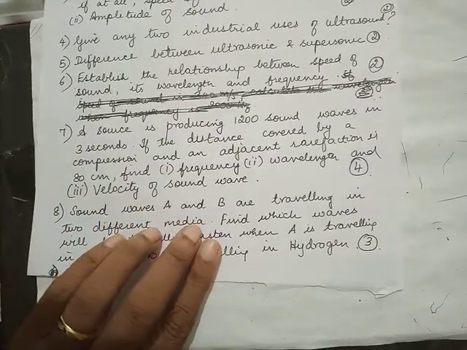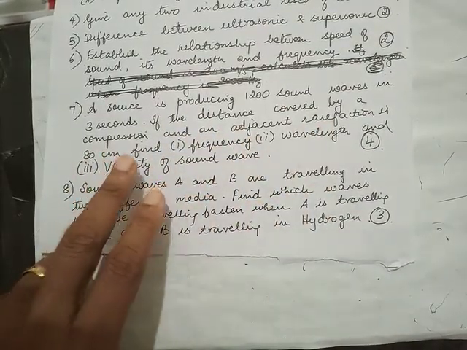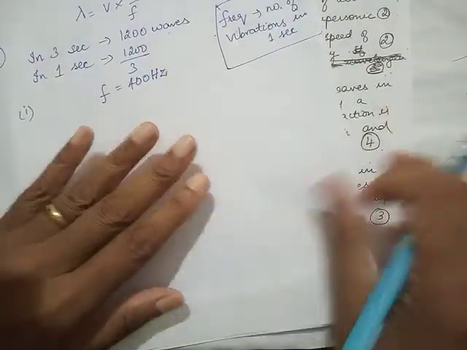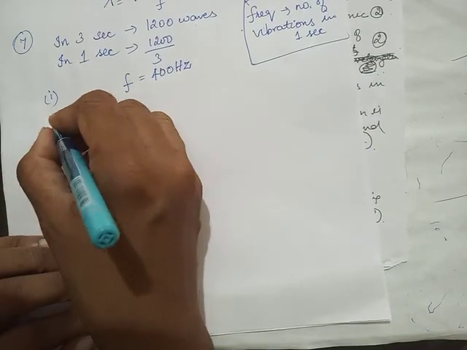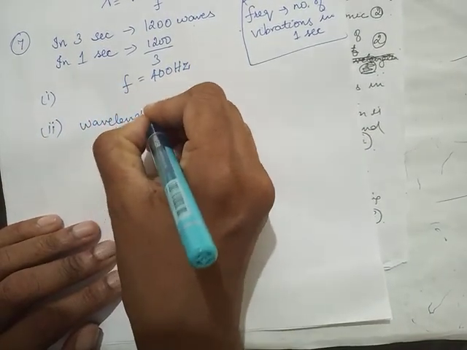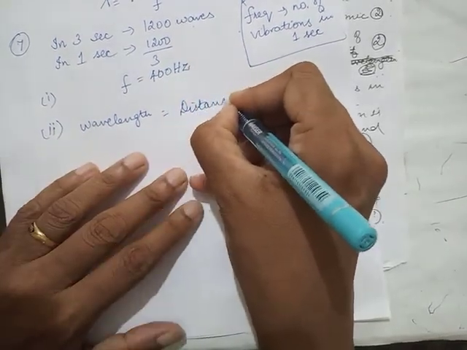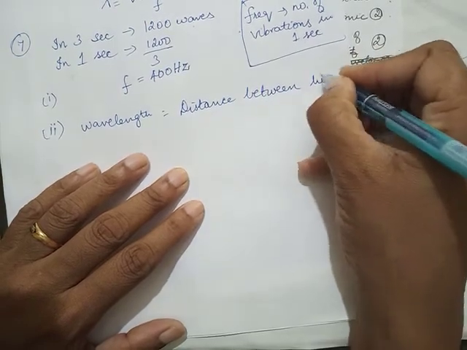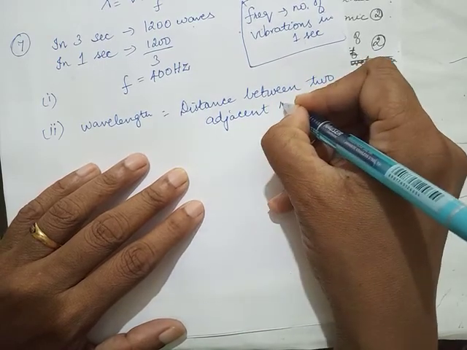This is one thing I think none of you had got correct. If the distance covered by a compression and an adjacent rarefaction is 80 centimeters, you know the definition of wavelength is the distance between two adjacent... So in the case of longitudinal waves, we say the distance between two adjacent compressions or two adjacent rarefactions.